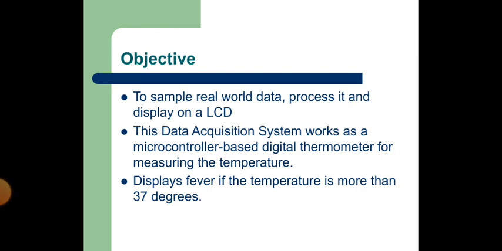This data acquisition system that we are going to be looking at works as a microcontroller based digital thermometer for measuring temperature. And its role is very simple. We are going to look at one whereby it displays a fever just in case your temperature exceeds 37 degrees centigrade. And that is a mark of showing that you have a fever. How can we build such a system that will collect data in real time, process it, then output information after being cleaned and analyzed, to assure the person that you either have a fever or not?